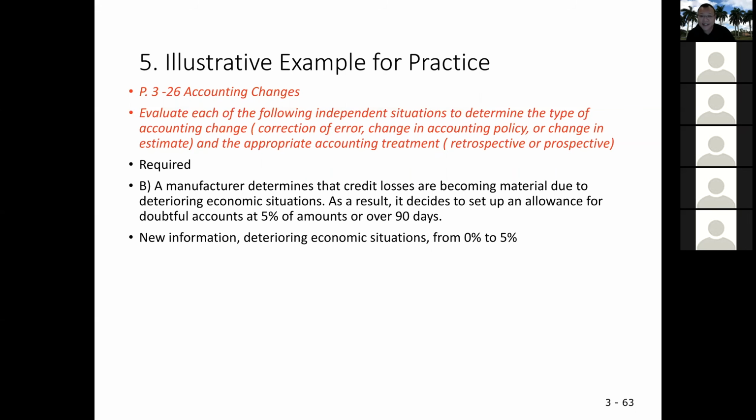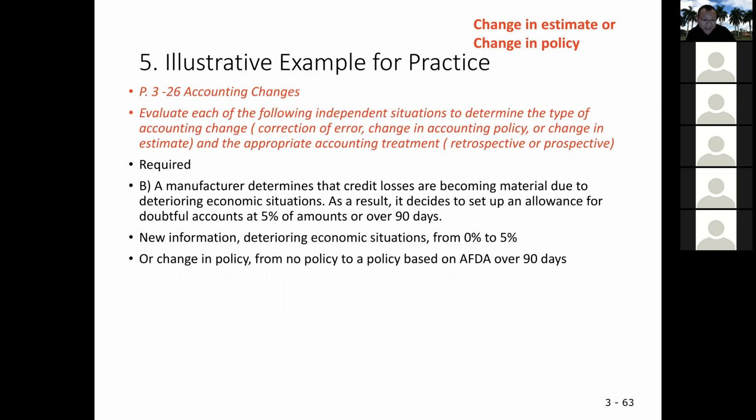So in this case, it's actually both. It could be a change in estimate and a change in policy, right? If you think it's a change in estimate, it's from 0% to 5%. If it's a change in policy, they don't have this policy before, but now they put this policy on. Does this make sense? Yes. Okay, awesome.